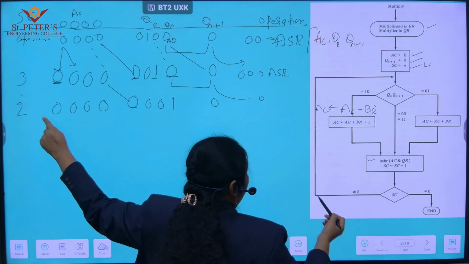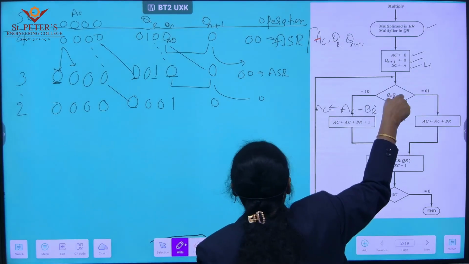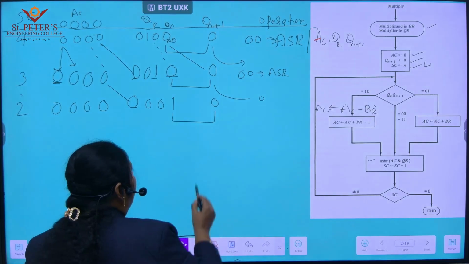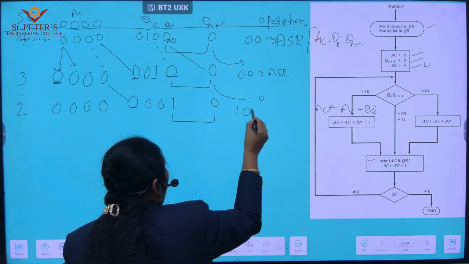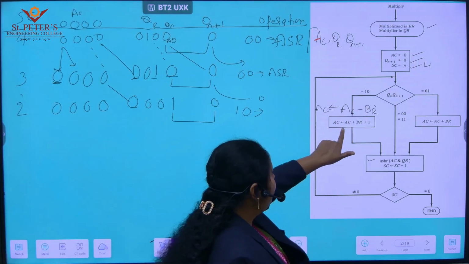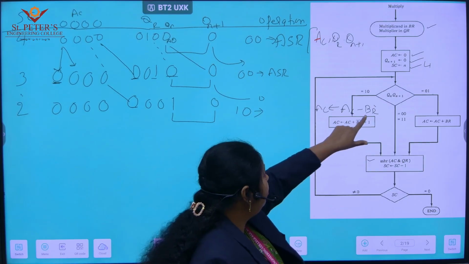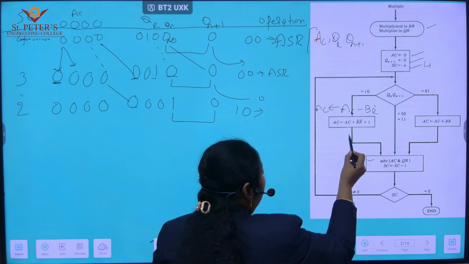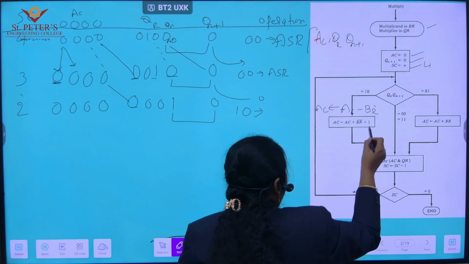It is not 0. Go back. Again, go to the 2-bit inspection. And now let us go to the 2-bit inspection. What is this combination? 1 0. 1 0 happens. What do we have to do? This operation we have to do. Once we have done 2-bit inspection, the combination is 1 0. So that's why we are performing this operation.